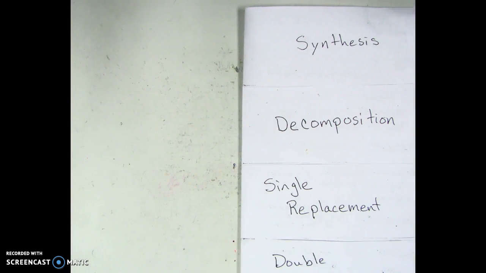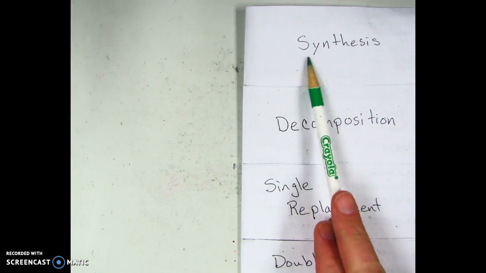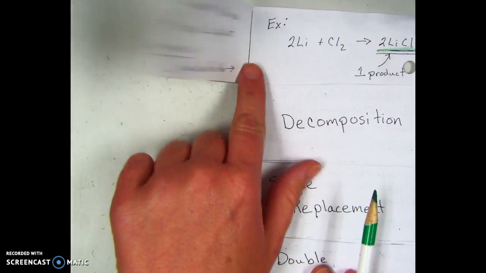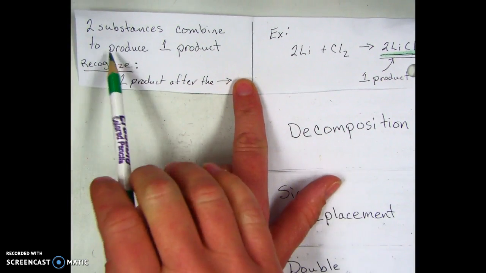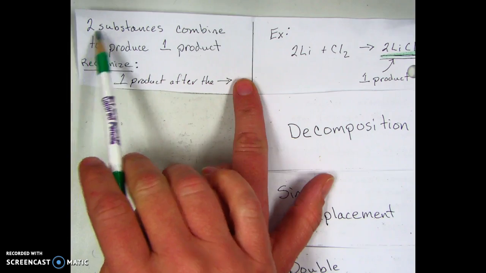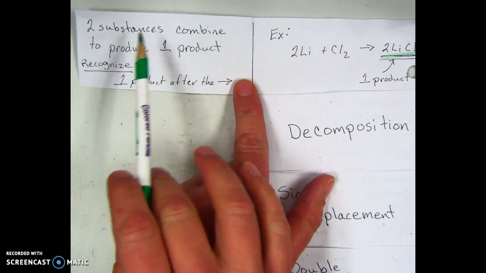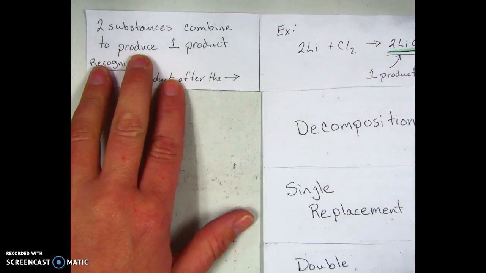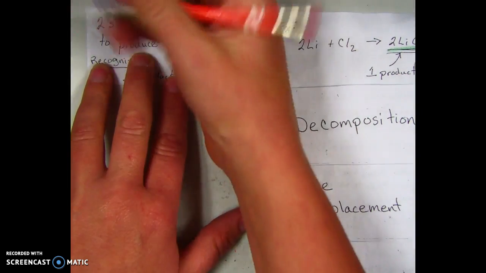Okay, so the first type of reaction we're going to look at is a synthesis reaction. Synthesis, synthetic, means to build or to make. So a synthesis reaction is defined as 2 substances which combine to produce one product. So let's write 2 reactants. Let's do our reactants in red.